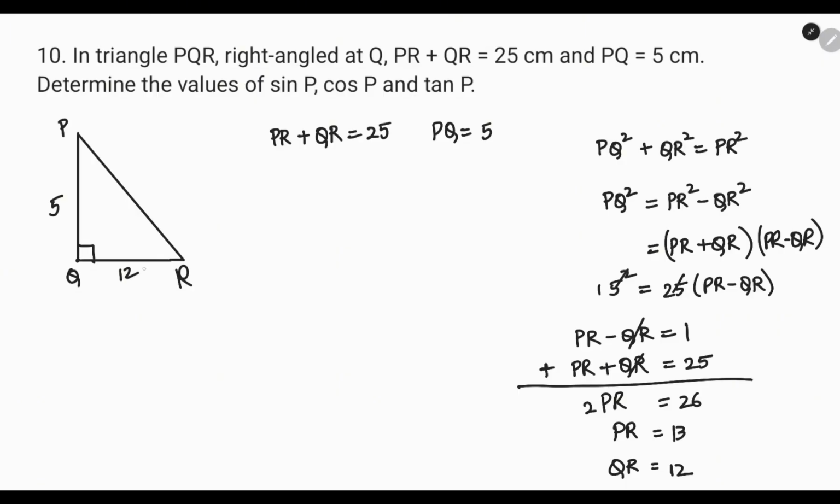So now we got the Pythagoras triplet as the sides of the triangle PQR: 5, 12, and 13. Now we will find sine P, cos P, and tan P. So sine P is opposite side QR by hypotenuse PR. So that will be 12 by 13. And cos P is adjacent side, 5 by 13. And tan P is opposite side by adjacent side, 12 by 5. That's it.